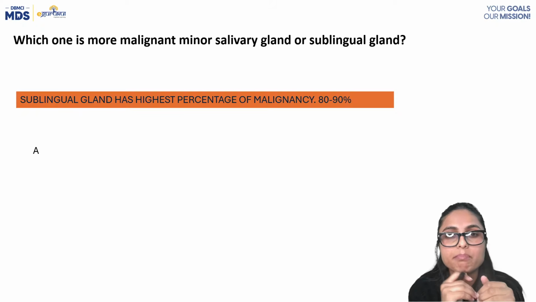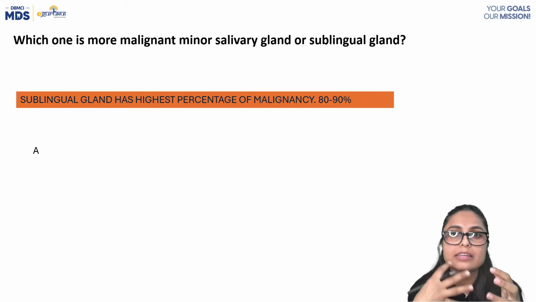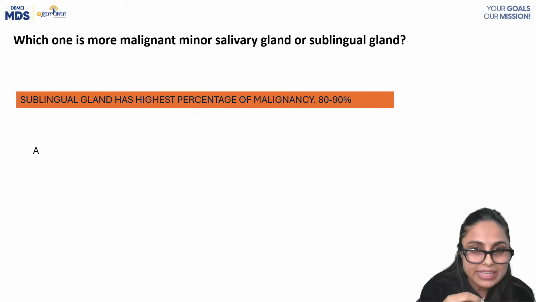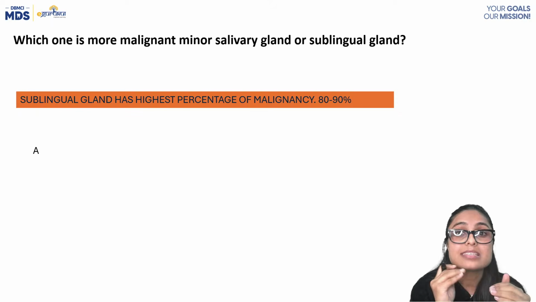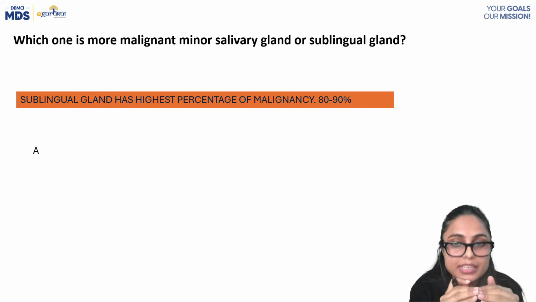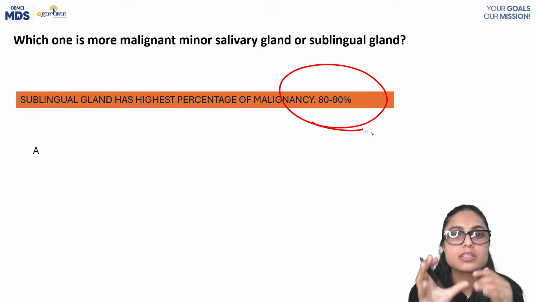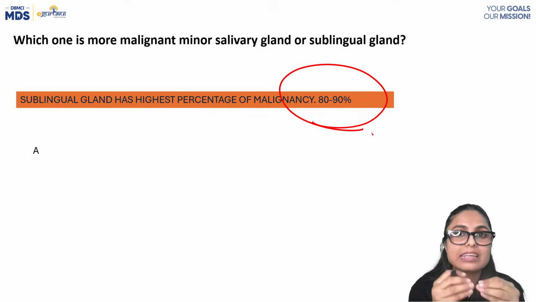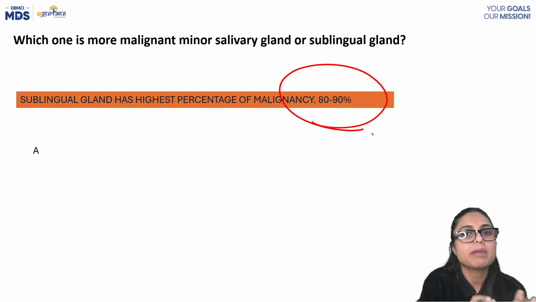Which one is more malignant, minor salivary gland or sublingual gland? This means that among tumors affecting the minor salivary gland and the sublingual gland, the sublingual gland has the highest percentage of malignancy, that is 80 to 90%. There is an 80 to 90% chance that a tumor arising from the sublingual gland is malignant. So this is more prone to malignancy than the minor salivary gland.